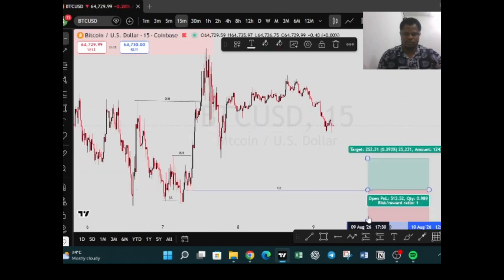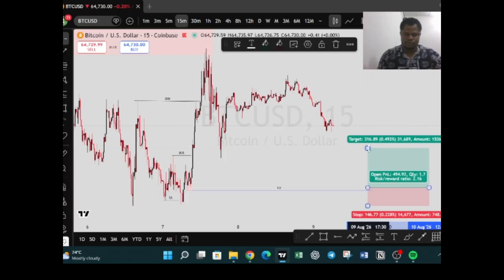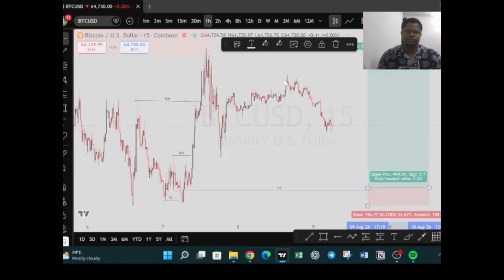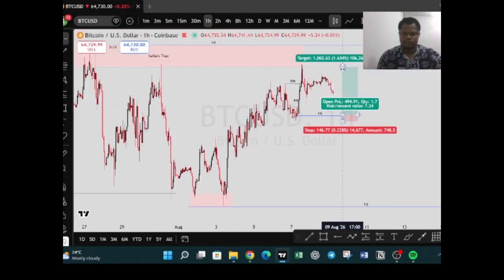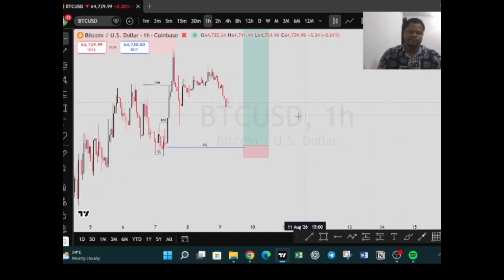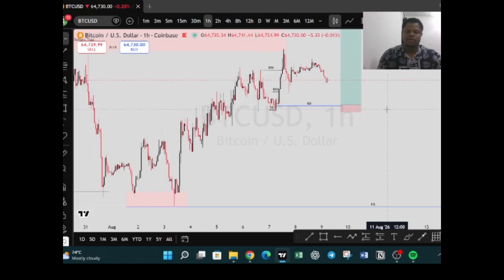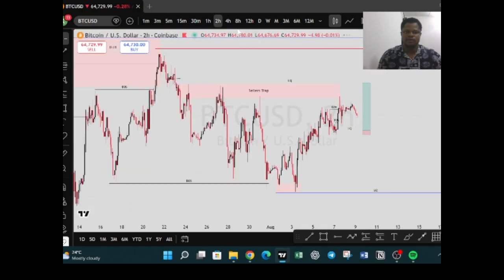Along here, stop loss below this zone. So this is my trade ID on the lower time frame. Okay, if Bitcoin comes into this place, I'm going to buy Bitcoin from here. Then I want to sell overall.